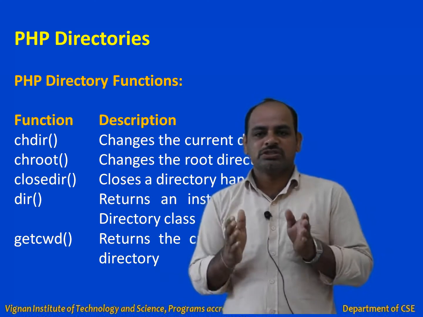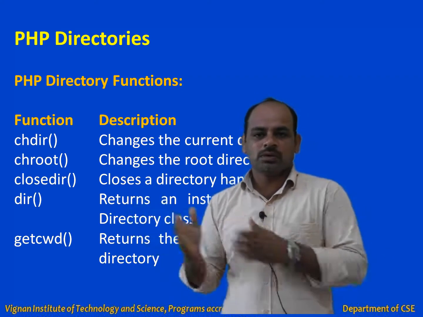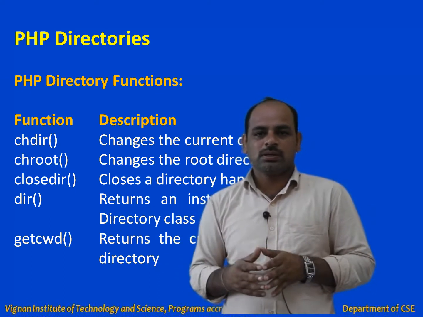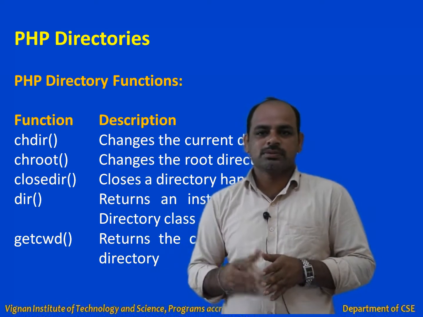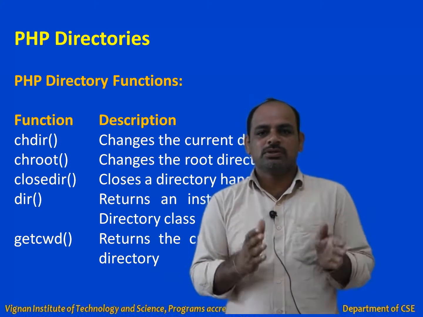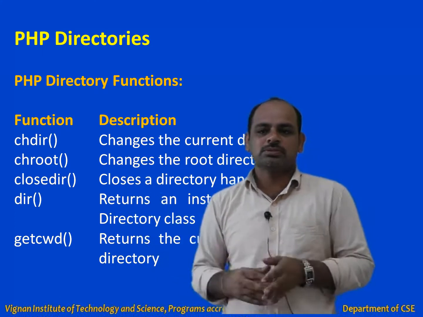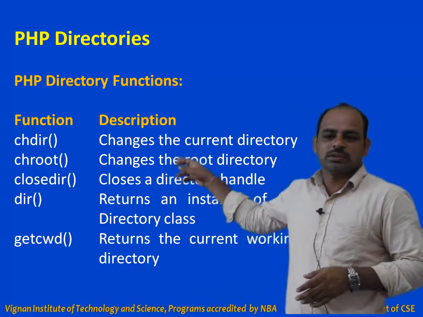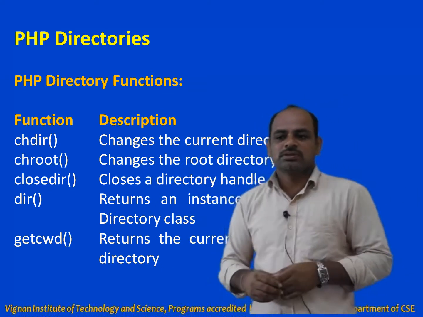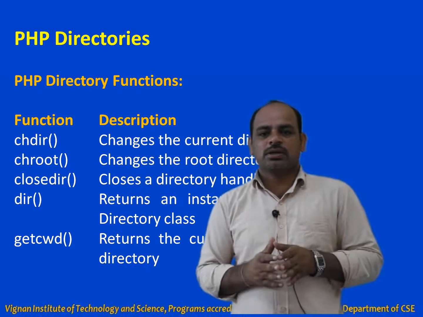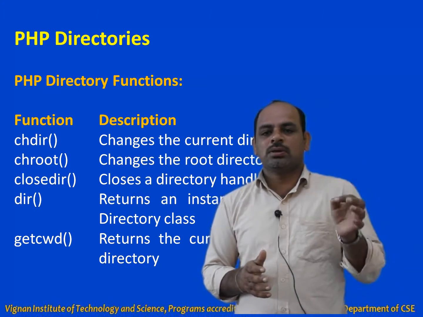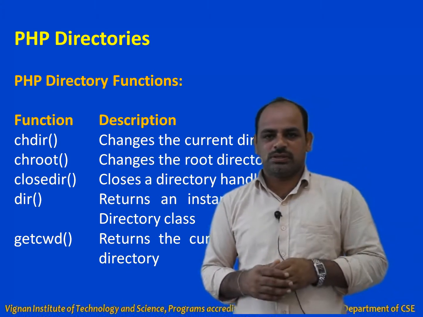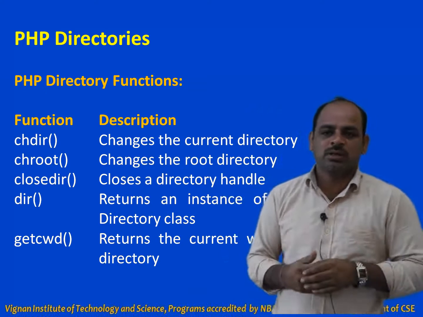If you want to change from the current working directory to another directory, for example creating another folder in htdocs like unit 1 programs, you can change from htdocs to unit 1 programs by using the change directory function. And chroot, the change root function, changes the root directory. What is the root directory here? C colon slash exam htdocs; the root directory is C. You can change the root directory from C to D like that.